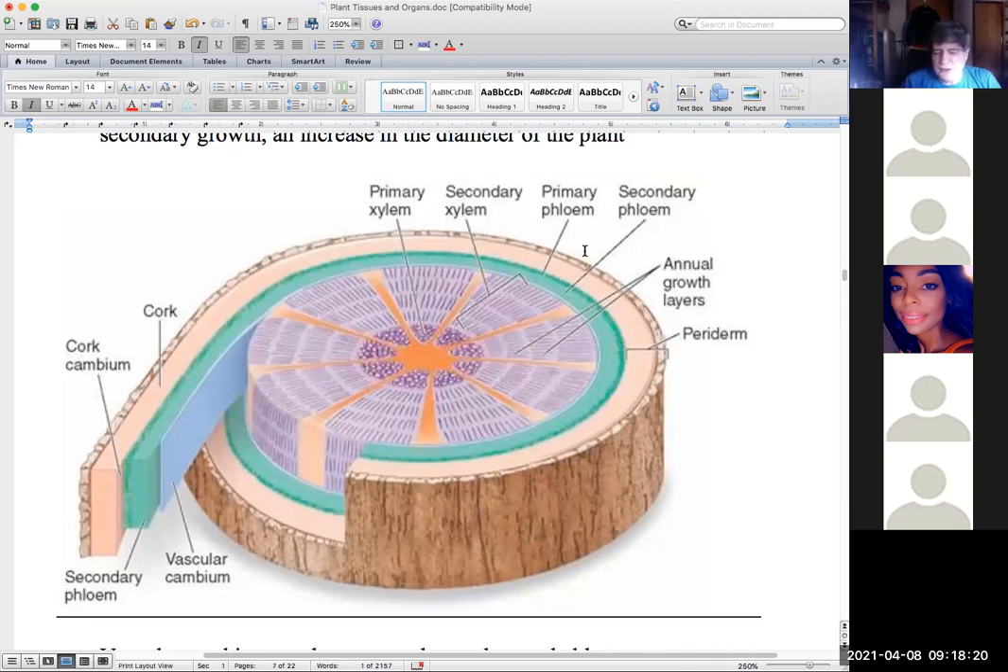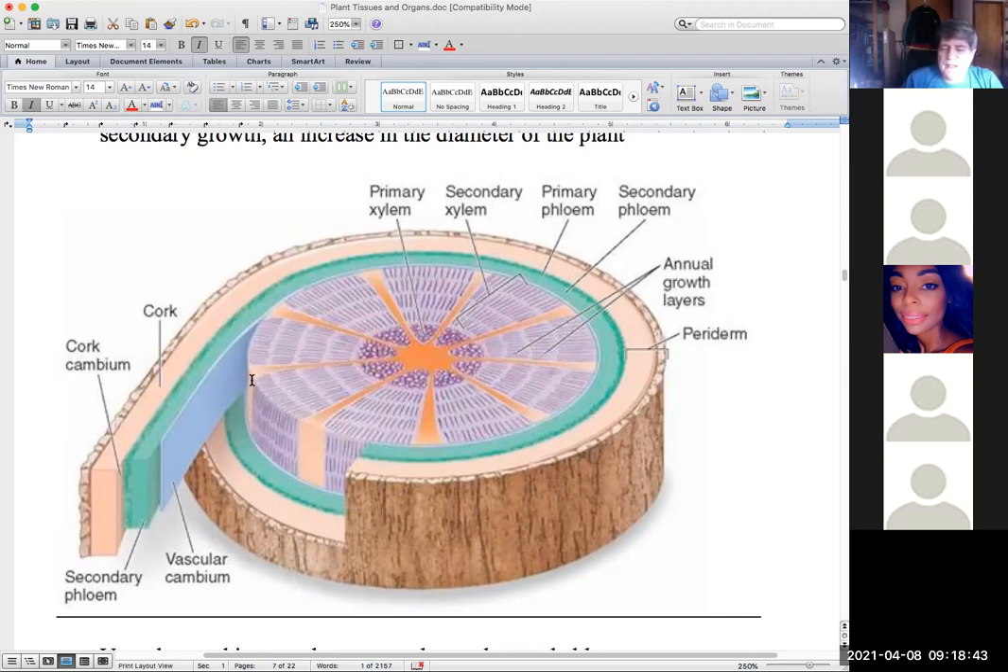This is the vascular cambium. This is one of two types of lateral meristems. And cells in the vascular cambium divide by mitosis. And again, when cells divide by mitosis, there are always two daughter cells. So one cell stays in the vascular cambium and it can divide again.